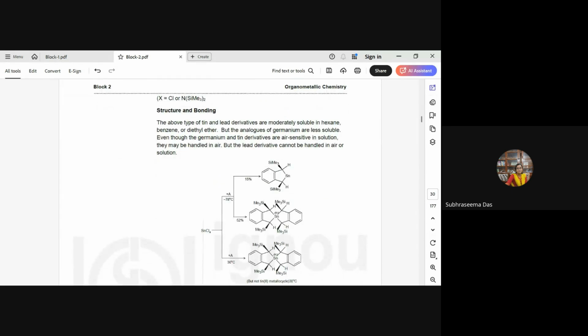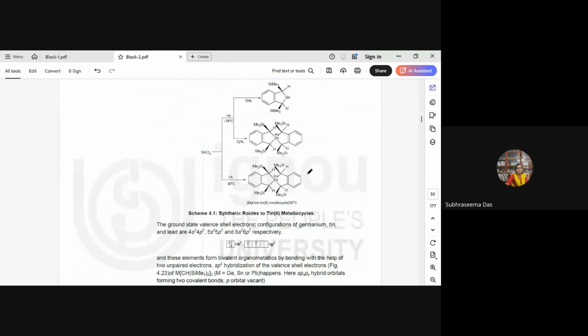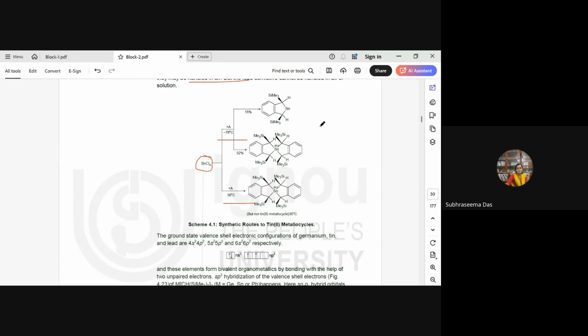Then coming to their structure and bonding. Mostly the tin and lead derivatives are soluble in hexane, benzene or diethyl ether, but the germanium analogues are less soluble. Even though the germanium and tin derivatives are air sensitive, they can still be handled in air, but the lead derivative cannot be handled in air. Here, for SnCl4, by varying the temperature, we can see different routes for the preparation of tin metallocycles.